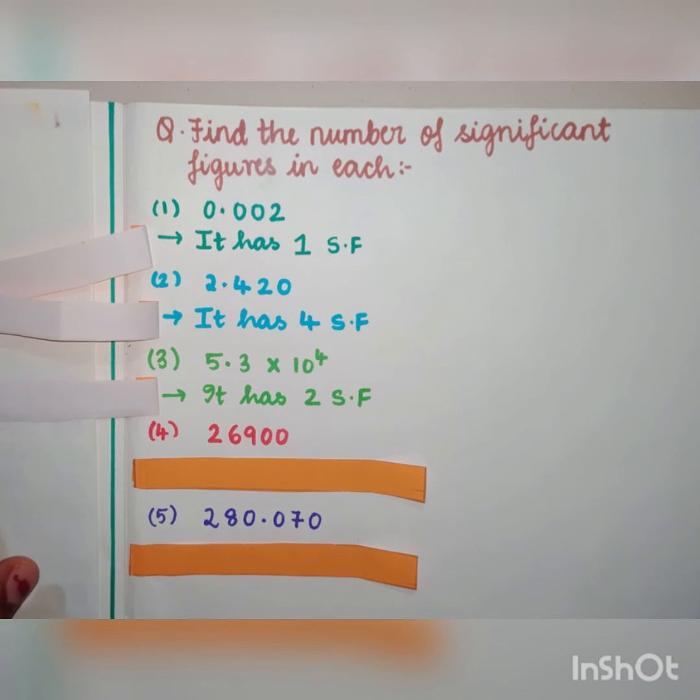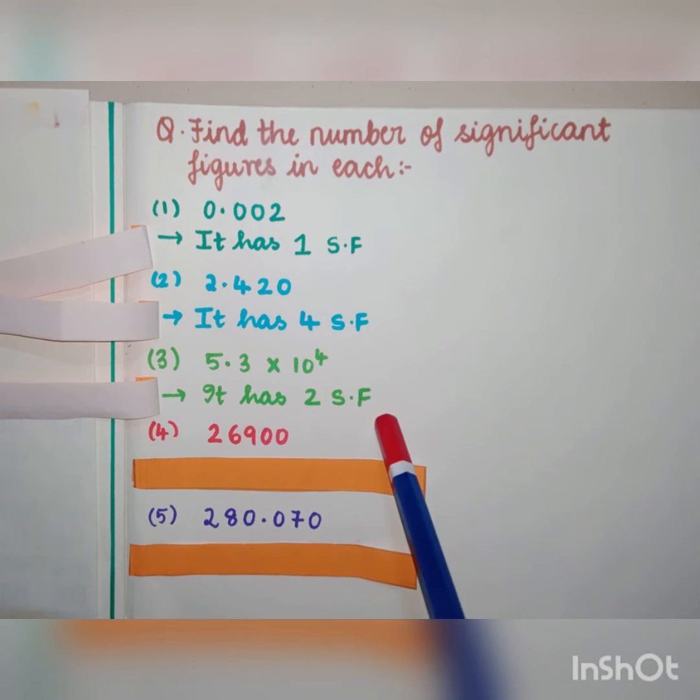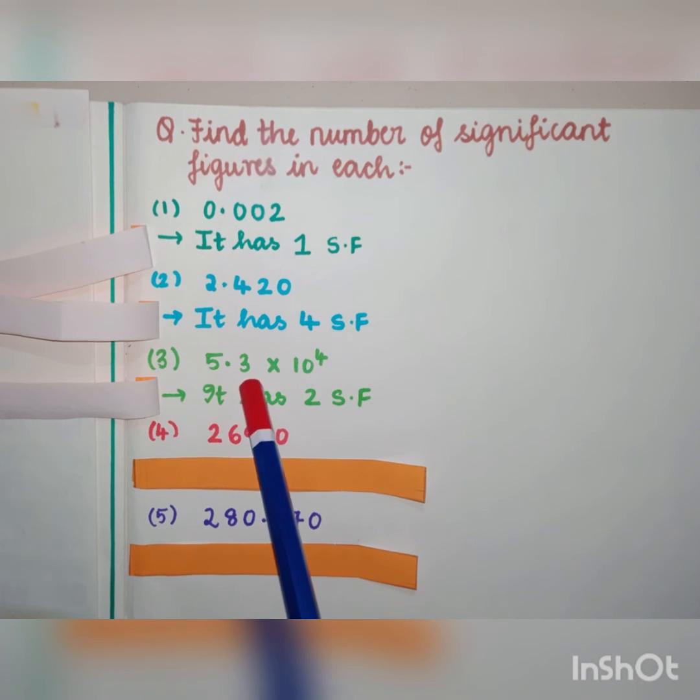As we learnt in our 7th rule, for numbers which are expressed in exponential form, the exponential term does not affect the significant figures. And as we learnt in rule number 1, since 5 and 3 are non-zero digits, they will be considered significant. Therefore overall this number has only 2 significant figures, which is 5 and 3.